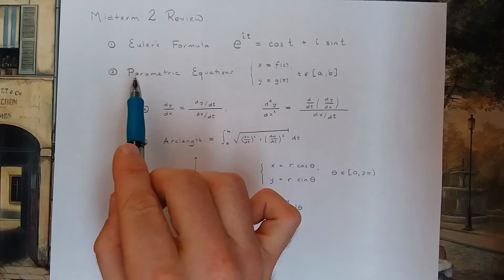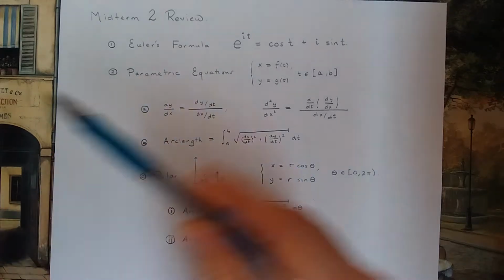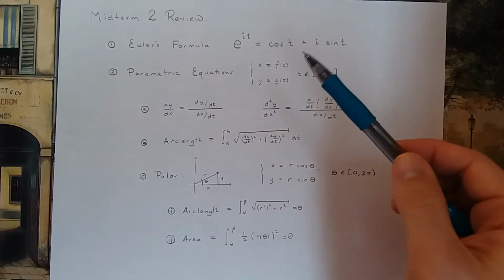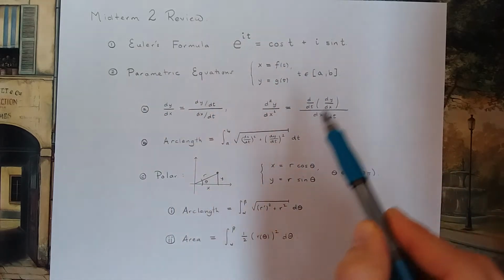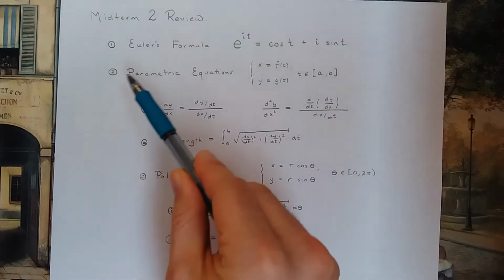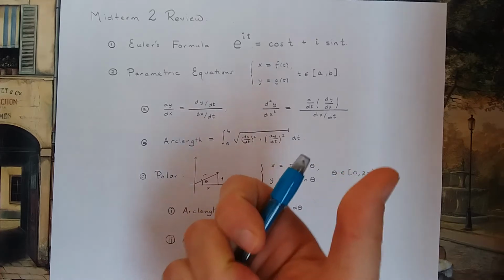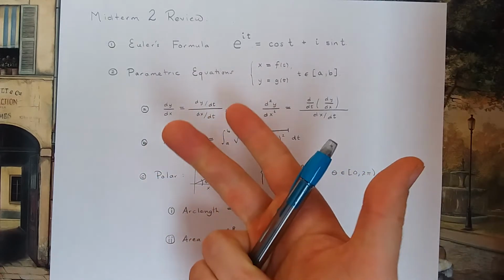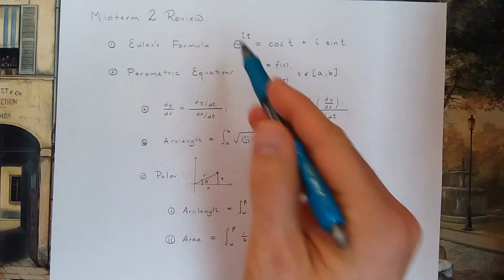Then we discussed parametric equations. Parametric equations are the tool you use when you want to track a moving object, a moving particle. Because parametric equations have a beginning, a start, an end, a direction, a speed, and they can trace a curve.